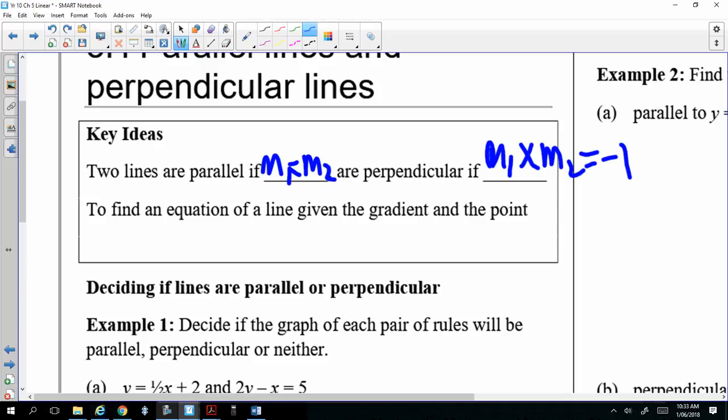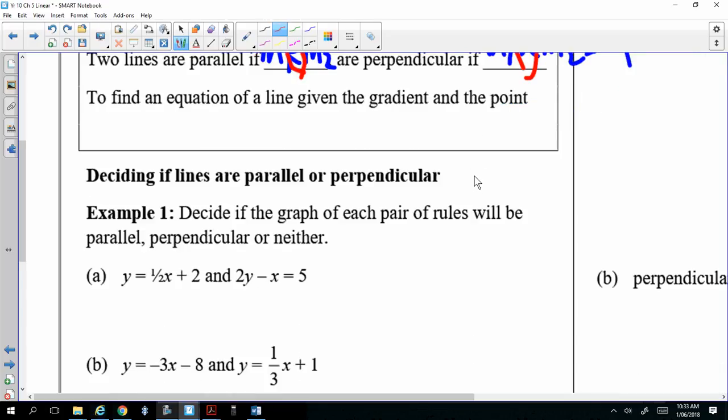How do I remember this? Very easy. Just remember parallel lines look like an equal symbol. That's the equal. Whereas the perpendicular line looks like the times symbol. So that's how you remember which one's equal, which one's times to get -1. Okay. Deciding if the lines are perpendicular or parallel or neither.